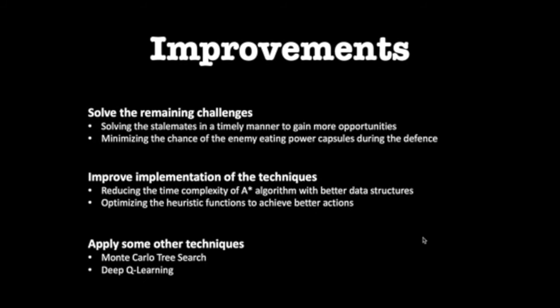Let's see how we can improve our project in the future. The first step is to solve the remaining challenges which we just mentioned, and the second step is to improve the implementation of the techniques, such as reducing the time complexity of the A-star algorithm with better data structures and optimizing the heuristic functions to achieve better actions. At the end, we can try some other techniques such as Monte Carlo tree search and deep Q-learning.